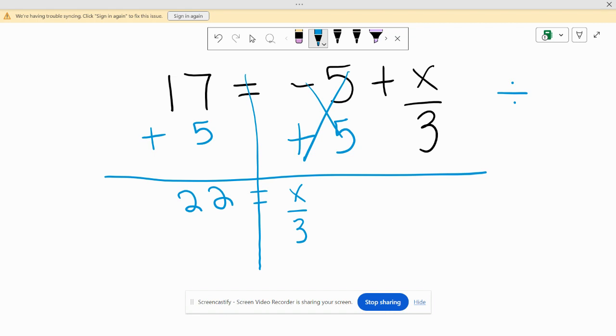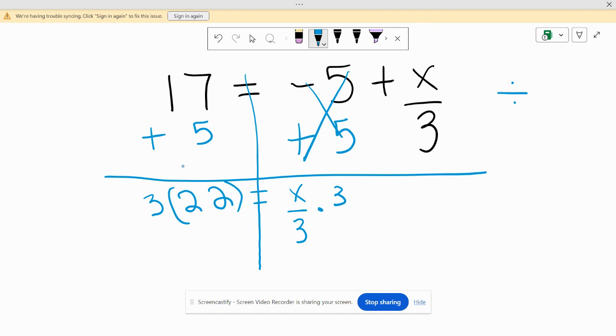Remember, we always want to do the inverse operation. The opposite of dividing by 3 is multiplying by 3. So I'm going to multiply this side by 3. That means I'm going to multiply this side by 3. And here I'm showing multiplication in 2 different ways, just so you can see different ways to write it. You can use multiplication with a dot or with parentheses.